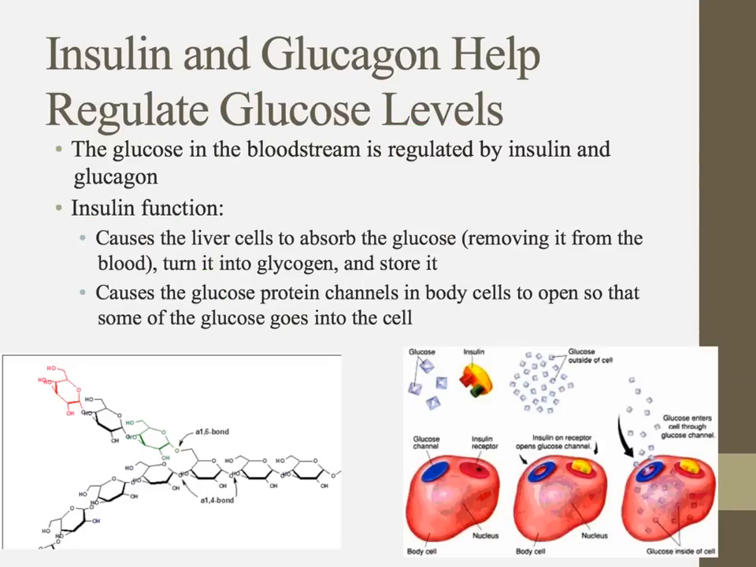Now, all of this is regulated by the two hormones produced by the pancreas, insulin and glucagon. So let's talk insulin first. Remember, this comes from those beta cells of the pancreas, and this is going to cause the liver to absorb the glucose. That means it's removing it from the blood, and therefore my blood glucose levels should go down. So you've probably heard of this before. People with diabetes have high blood sugar. They inject insulin to bring their blood glucose levels down. Well, that's because insulin tells the liver to absorb the glucose and turn it into glycogen and store it.